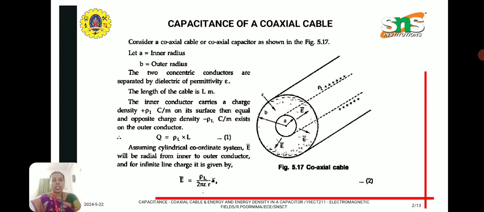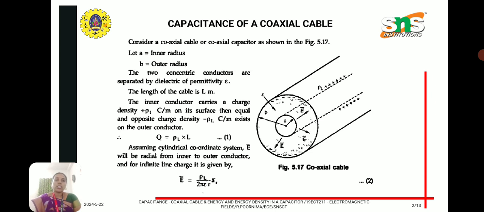The inner conductor carries a charge density of rho L on the surface and an equal and opposite charge density of minus rho L on the outer conductor. The total charge is calculated as charge density multiplied by the length of the conductor, because the line charge density is rho L. So consider the cylindrical coordinate system for calculating the cylindrical capacitor.